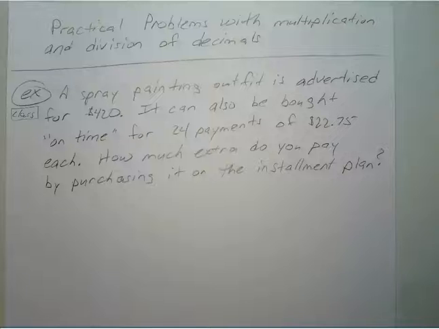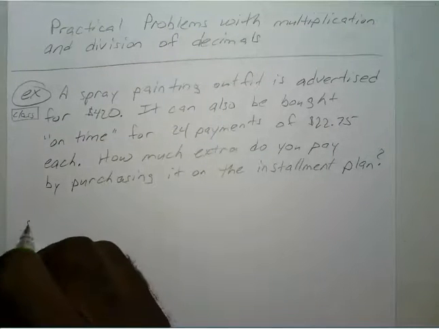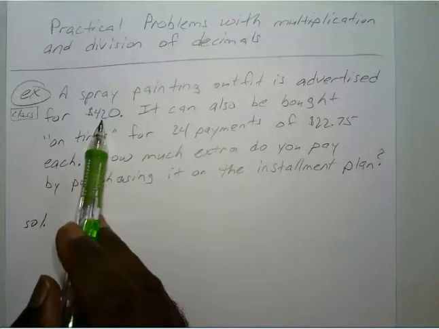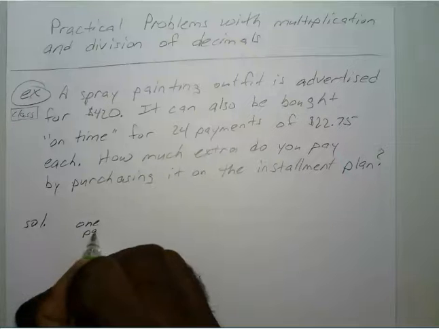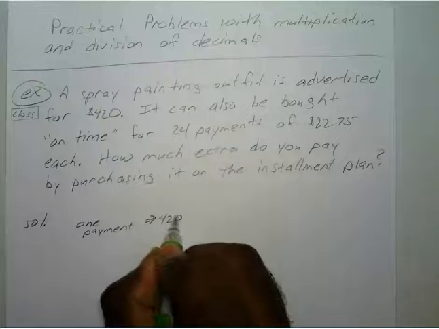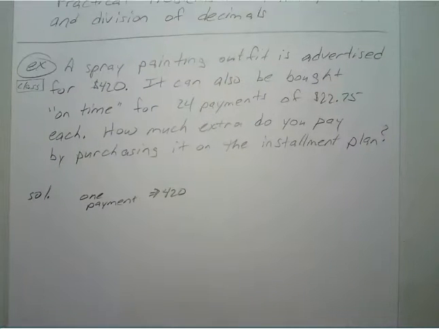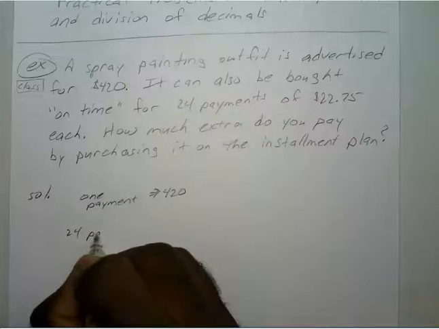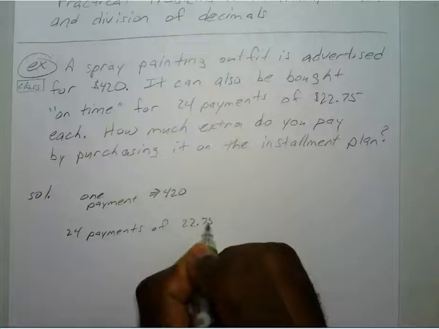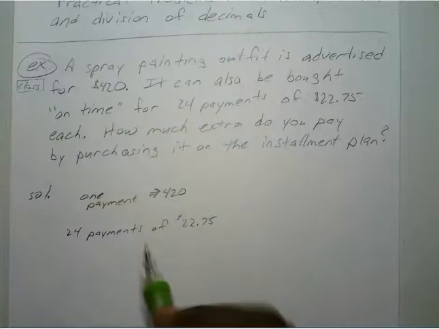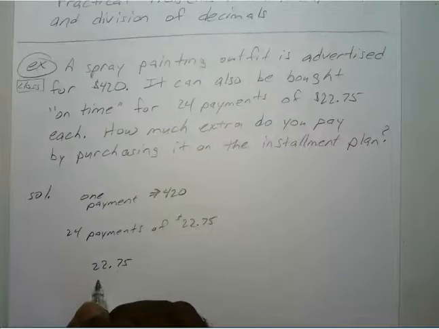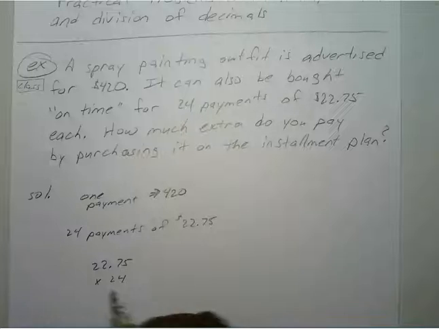All right, so I'm assuming you've already pressed pause and solved it. So let's go ahead and verify your answer. Okay, so we know that if you just pay for it outright, it will be $420. But if you pay with the 24 payments of $22.75, then that is just going to be $22.75 times 24 payments.